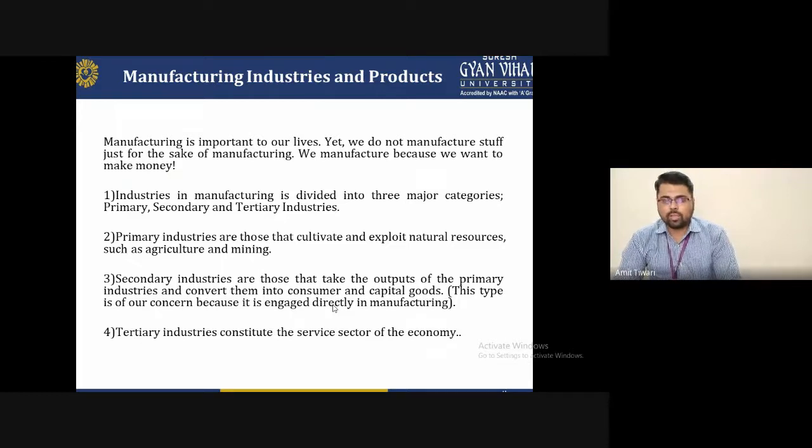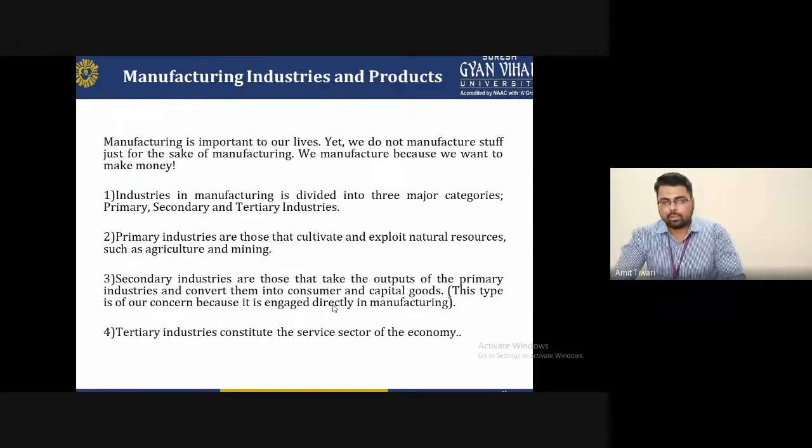industries and machinery, that is manufacturing, is divided into three major categories. First is primary, secondary, and tertiary industries. The primary industries are those that cultivate and exploit the natural resources, such as agriculture and mining. Second, the secondary industries are those that take the output of the primary industry and convert it into consumer and capital goods. This type is our concern because it engages directly in manufacturing.